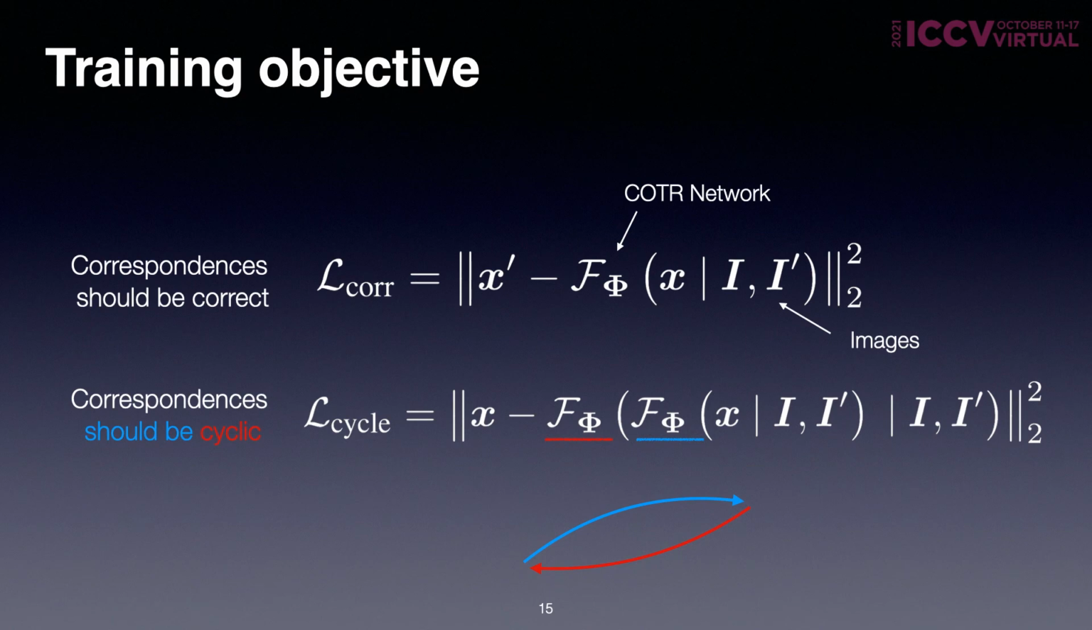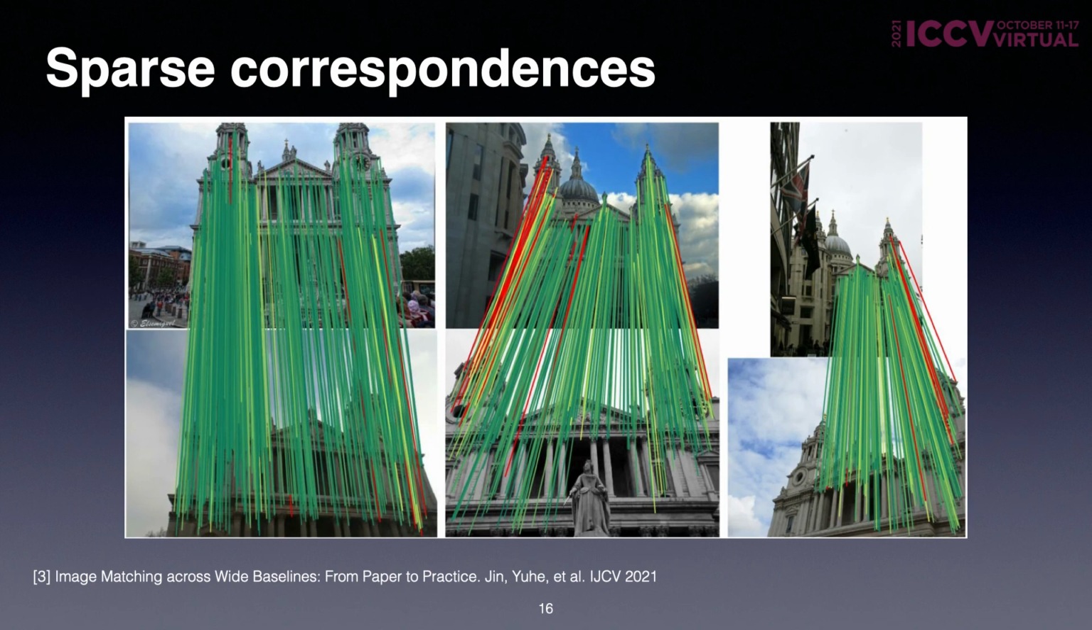Once we have the training data, the training is very straightforward. We used two loss terms. The first one is the correspondence loss, which enforces the prediction to be correct. Another loss is the cycle consistency loss, which enforces the prediction to form a cycle with the query.